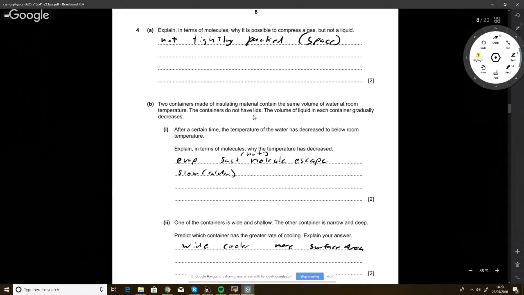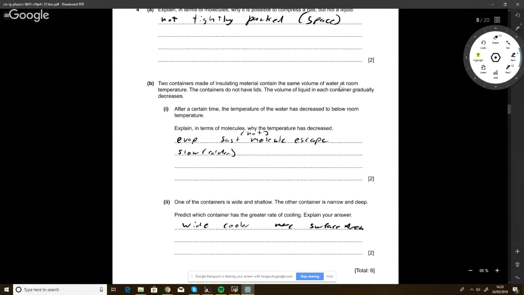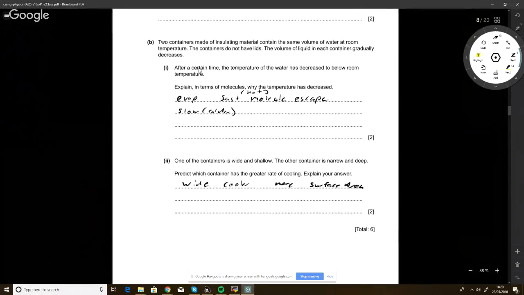Two containers made of insulating material contain the same amount of water at room temperature. The containers do not have lids. The volume of the liquid in each container gradually decreases. After a certain time, the temperature of the water has decreased to below room temperature. Explain in terms of the molecules why the temperature has decreased.